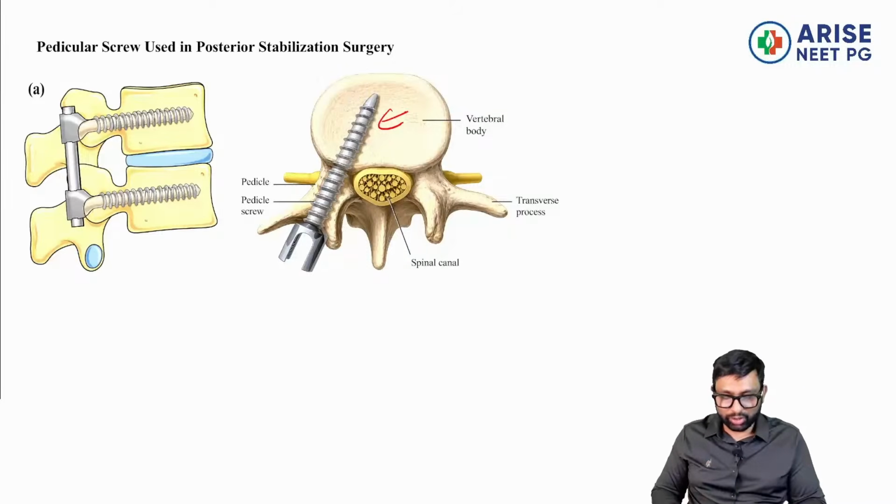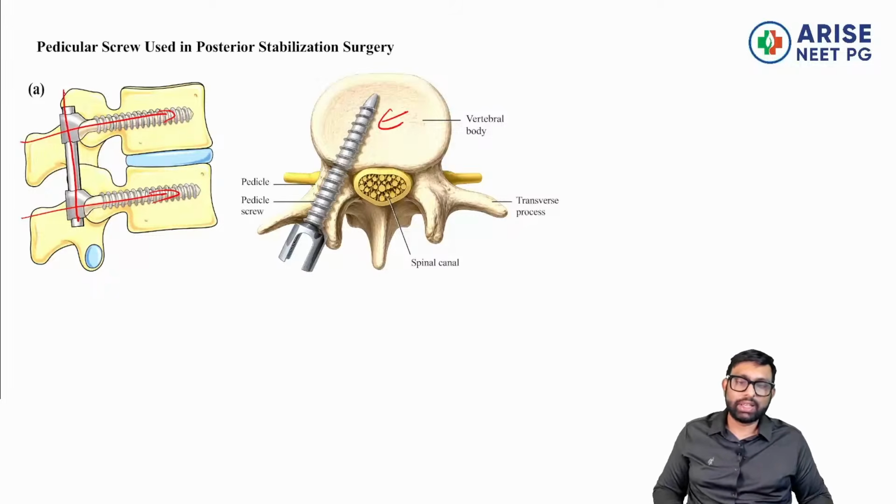So you put pedicle screws like this. You put one pedicle screw here, you put another pedicle screw here, and then you fix it with a rod. Okay, that is called a posterior stabilization surgery in the spine. You can do it in unstable fractures.